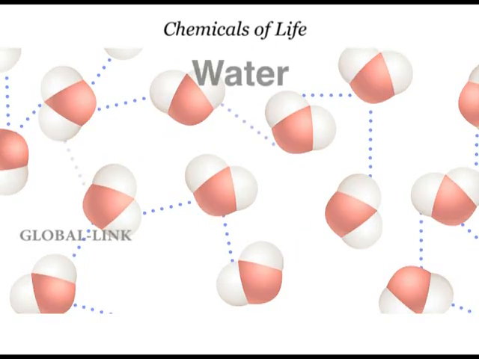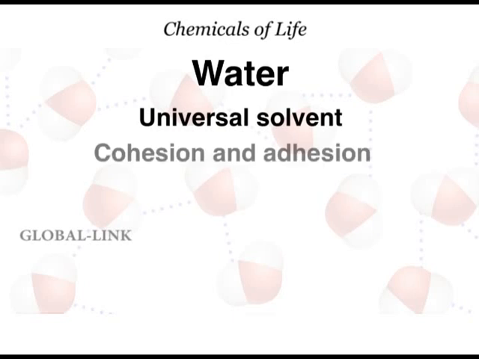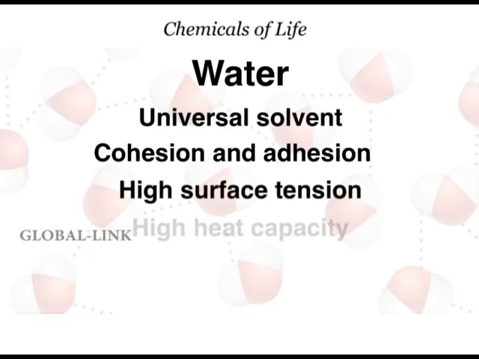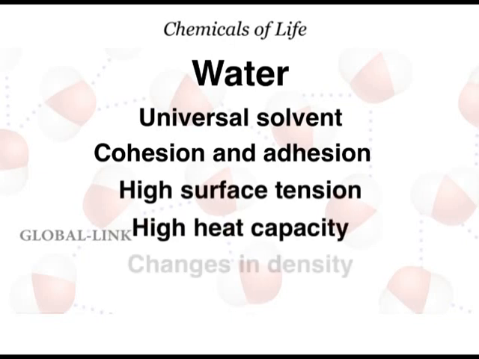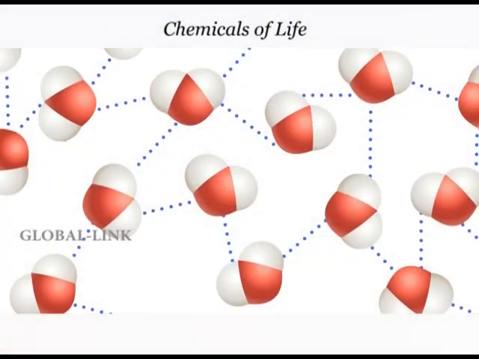These include the ability to act as a universal solvent, the properties of cohesion and adhesion, a high surface tension, a large heat capacity, and changes in density based on temperature. We look at each property at a time. Water is often referred to as a universal solvent, which means most substances dissolve in it. This has to do with the polarity and hydrogen bonding ability of water molecules.